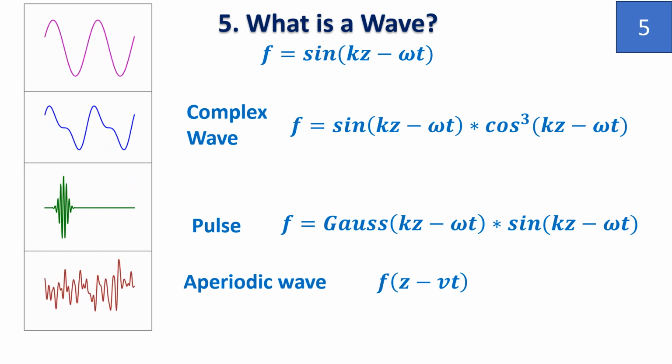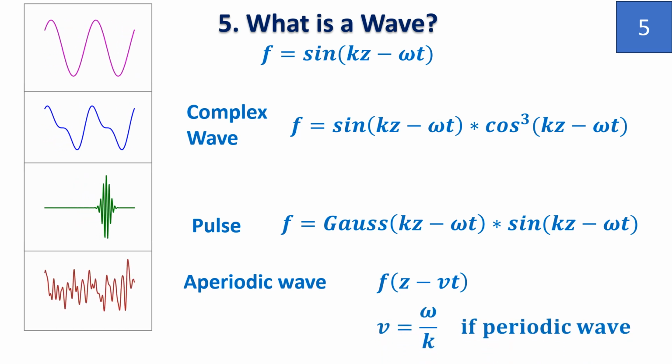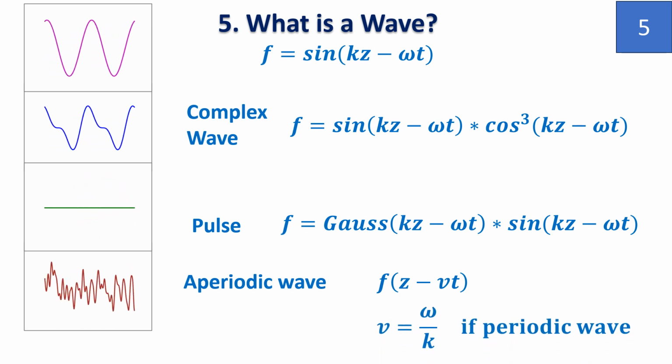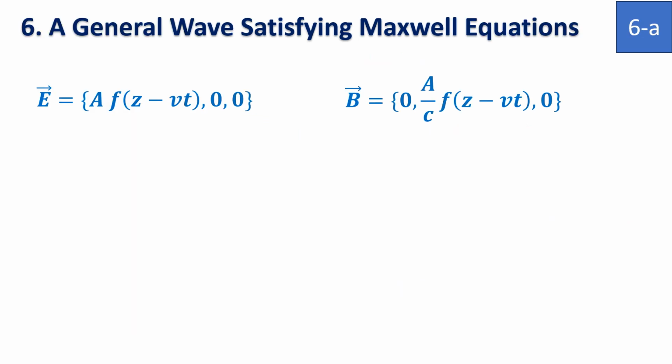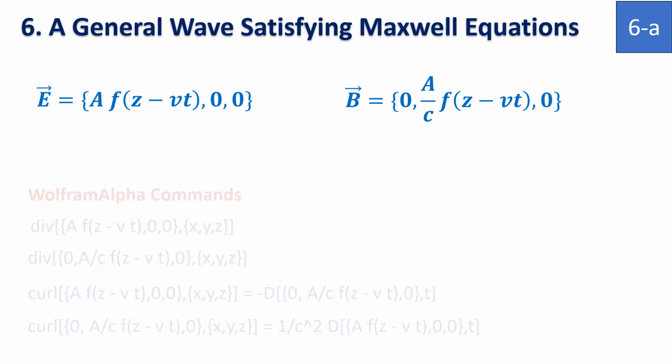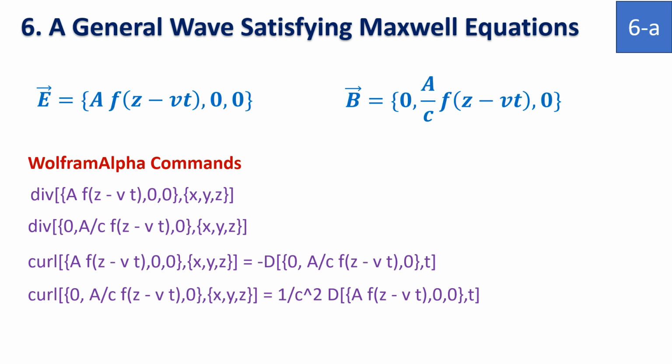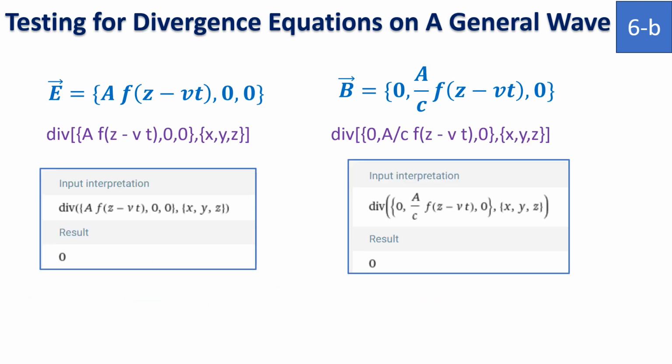If the wave is periodic, of course, then we have extra constraint, which is v equals to omega divided by k. Now that we have established a general wave function, let us modify our previous electric and magnetic field to a general wave. Note that we still have electric field in x direction and magnetic field in y direction. Let us write the Wolfram Alpha commands and see how it is interpreted. Let's plug in the commands related to divergence, and as expected, the Wolfram Alpha gives the result as 0. That was easy.